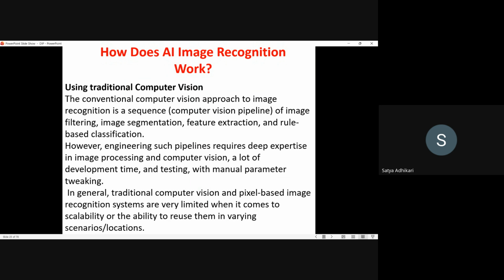Please write your name and registration number on the board. Please wait one minute. I will take the attendance and take the snapshot.